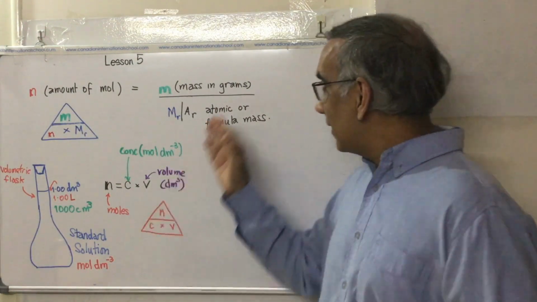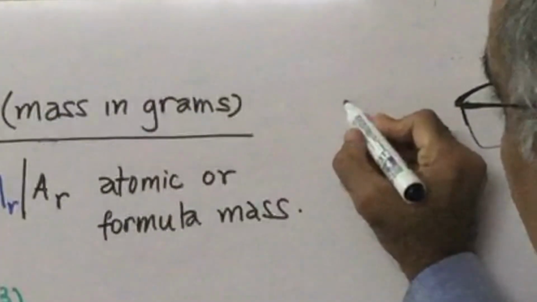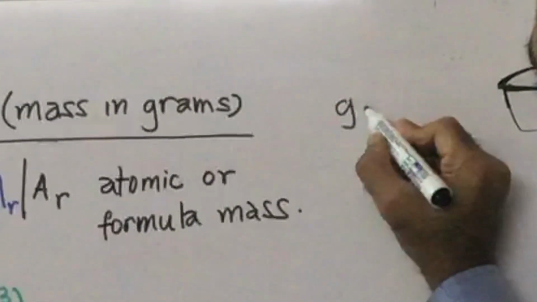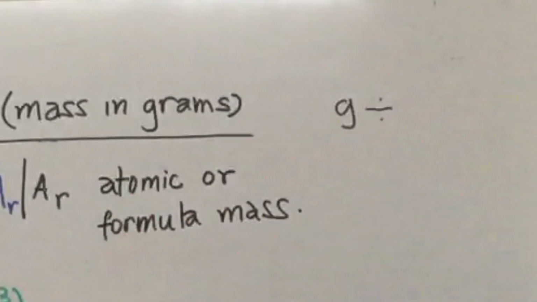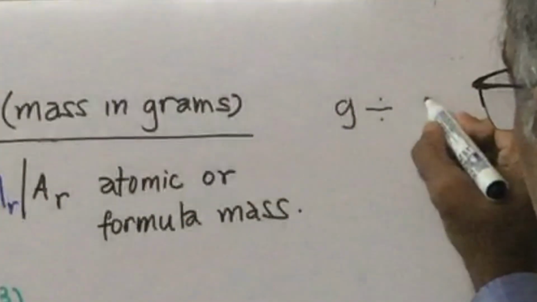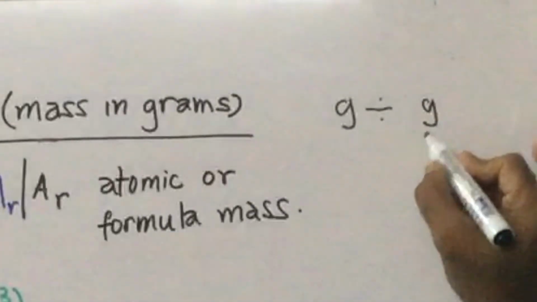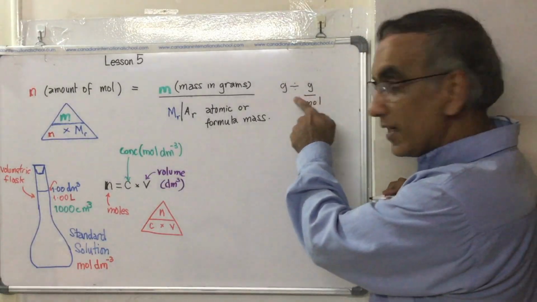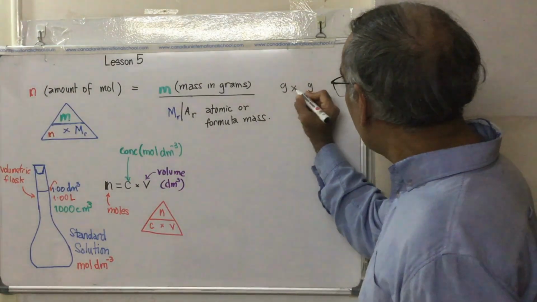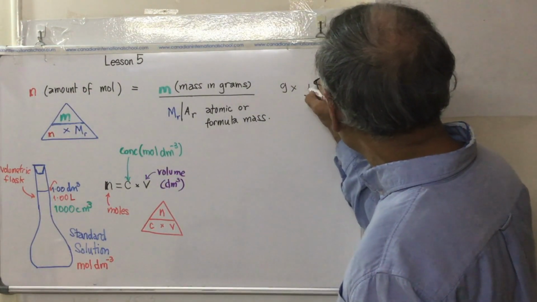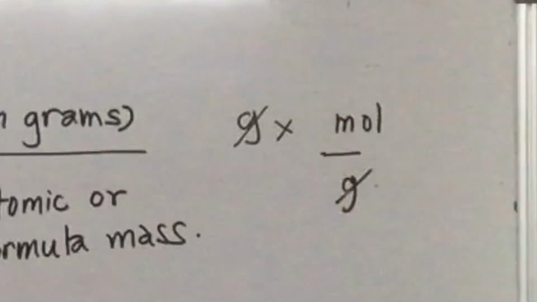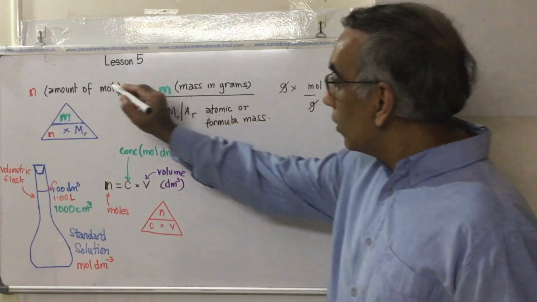Those units would cancel. Here you must have grams, and then grams are going to be divided by the unit of the relative atomic or formula mass, which would be grams per mole. And because this is a division sign here, we need to change it to a multiplication and then find the reciprocal of this. Grams would cancel with grams to give us an answer in moles.